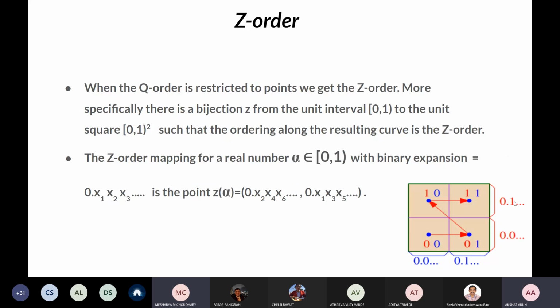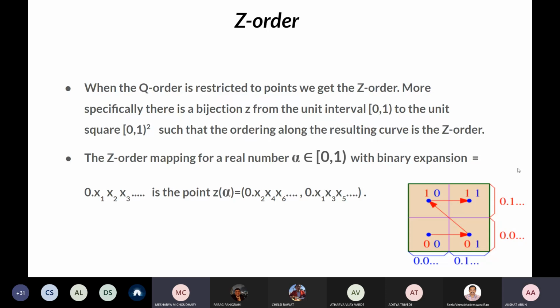Next, Z order. When the Q order is restricted to contain only points, we get the Z order. More specifically, it is a bijection Z from the unit interval to the unit square, such that ordering along the resulting curve is the Z order. The Z order mapping for a real number alpha with the following binary expansion is given by the point whose x coordinate and y coordinate can be represented as the following.